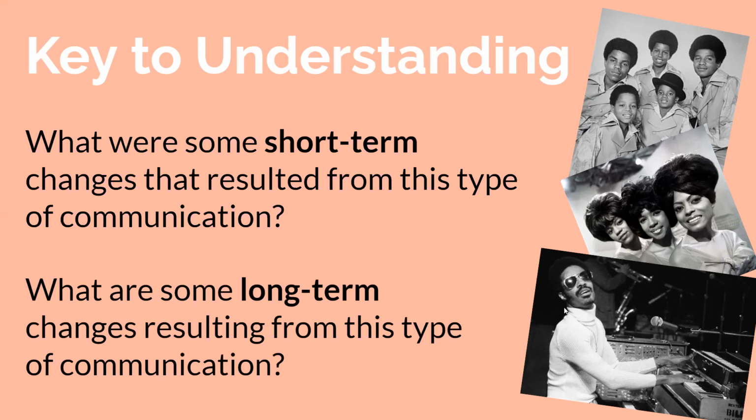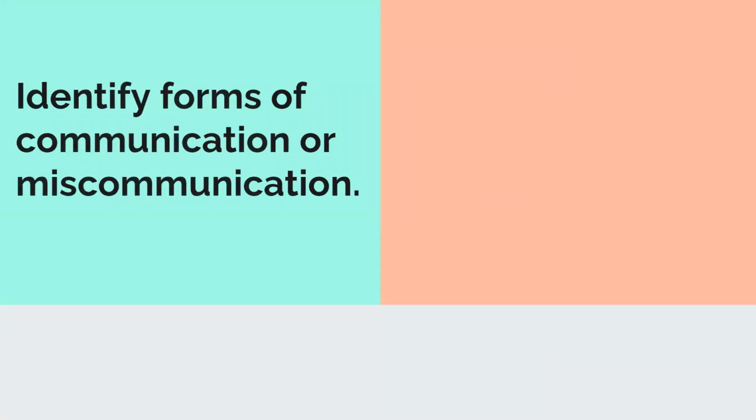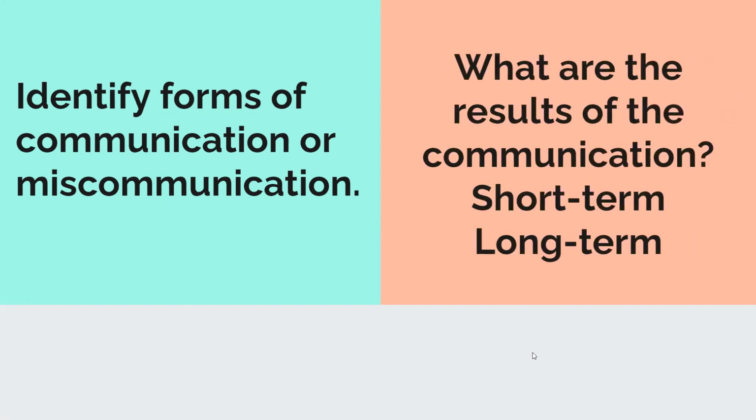So again, we want you to make sure that when you're talking about the theme and connecting to the theme with your topic, there are 3 big pieces that you need to make sure that you're covering and making those connections. First, you want to identify the forms of communication or miscommunication, right? So how are they communicating? Then you want to think about the results of that communication. That leads to that key to understanding, the short term and the long term.